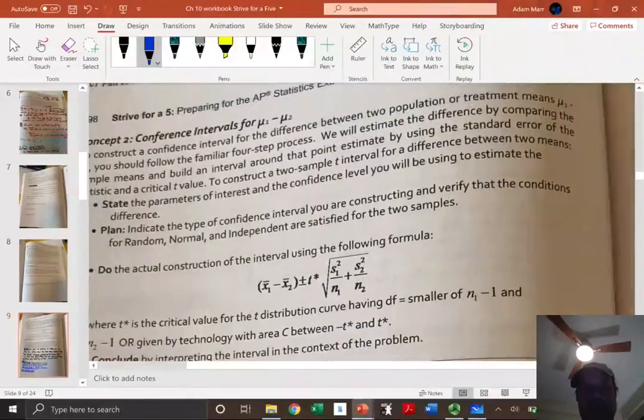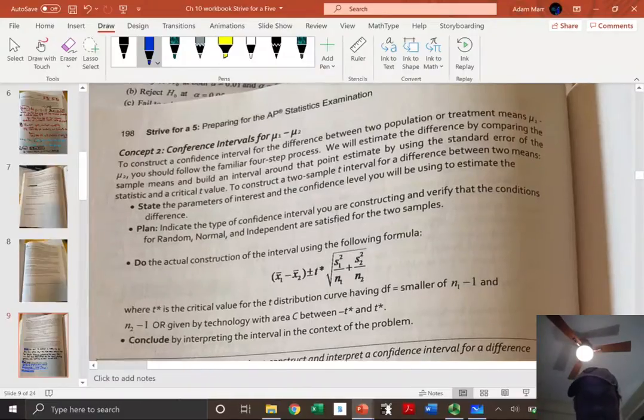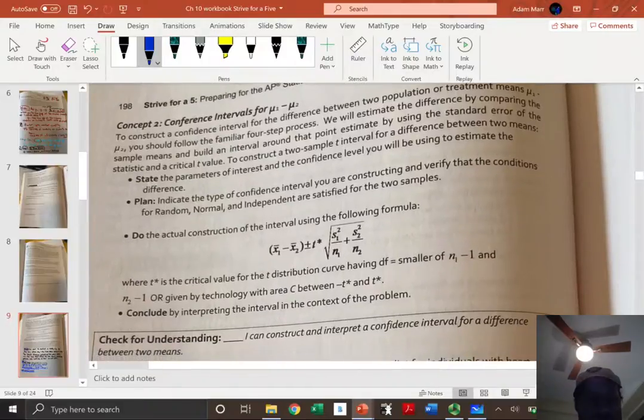To construct a confidence interval for the difference between two populations or treatment means, mu sub 1 minus mu sub 2, you should follow the familiar four-step process. We will estimate the difference by comparing the sample means and build an interval around the point estimate by using the standard error of the statistic and a critical t-value. To construct a two-sample t-interval for a difference between two means, state the parameter of interest and the confidence level you will be using to estimate the difference.